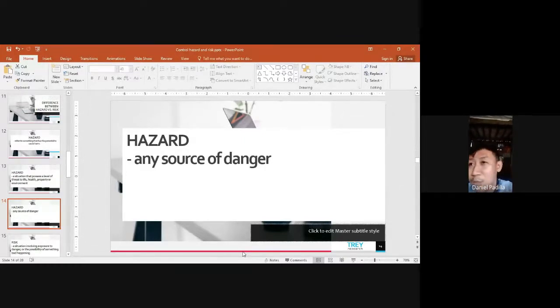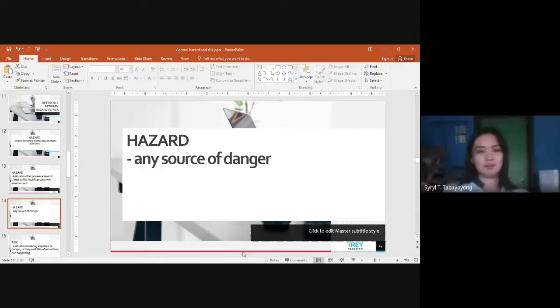Hazard, any source of danger. Katulad nga ng sinabi ko kanina, ang hazard ay nakukuha sa anumang uri ng bagay, kahit saang lugar o pangyayari, or any circumstances can constitute hazards.